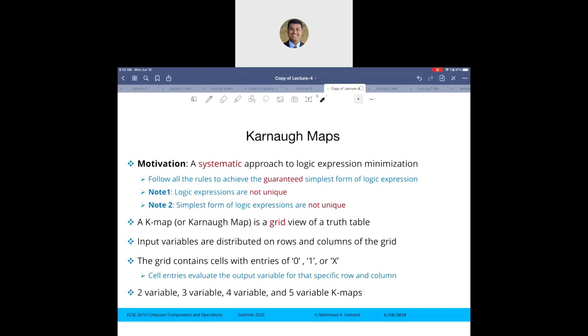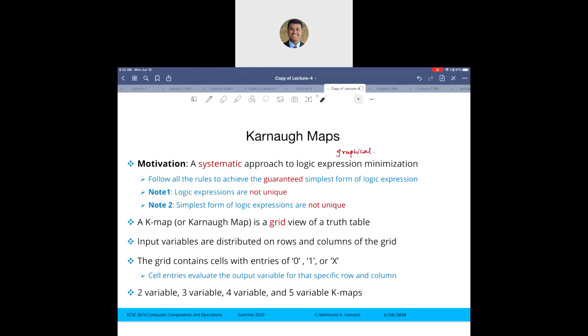How is it different from Boolean algebra? Well, Boolean algebra is simply writing out expressions, but K-map is a graphical approach to minimization. So I can say this is a graphical approach. It tends to be a little bit easier than Boolean algebra because of its graphical nature.